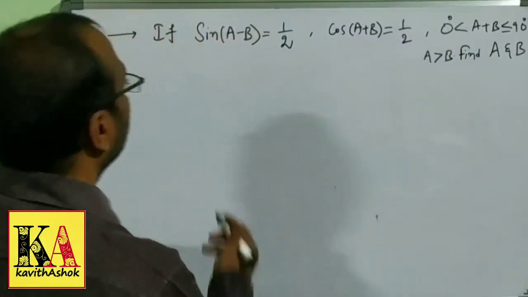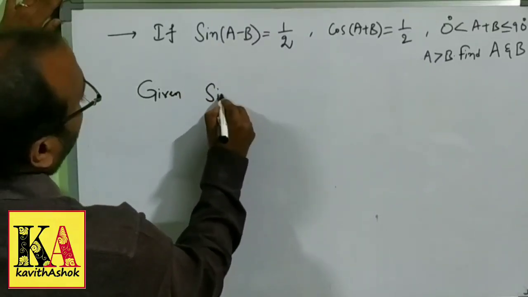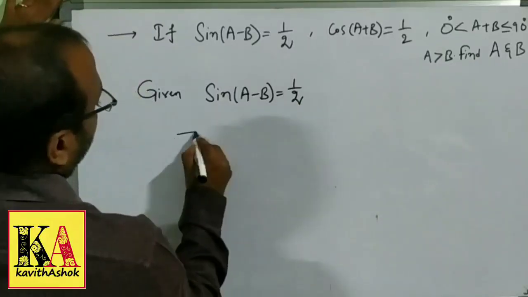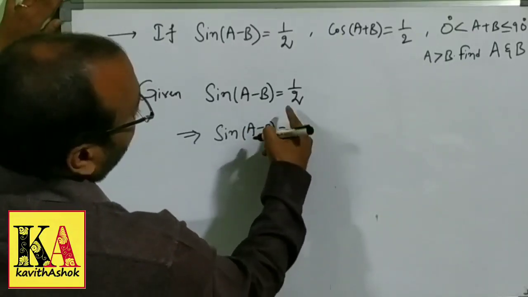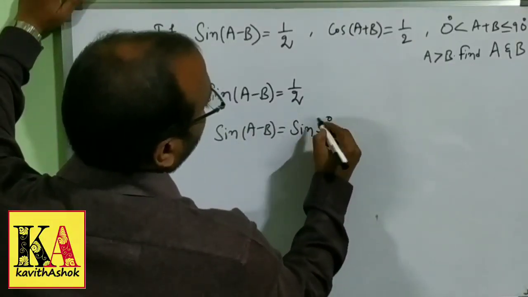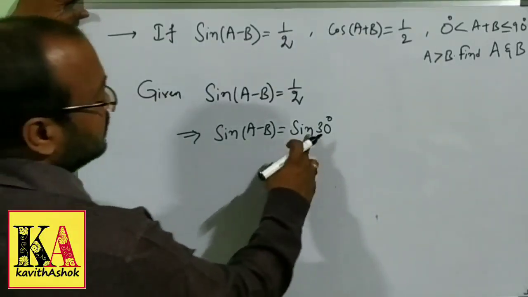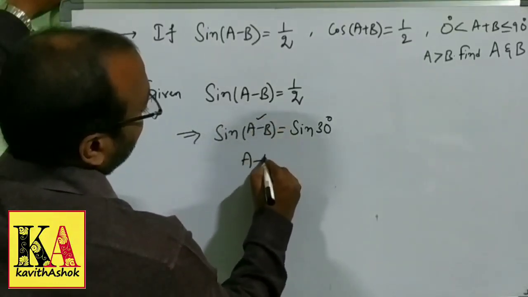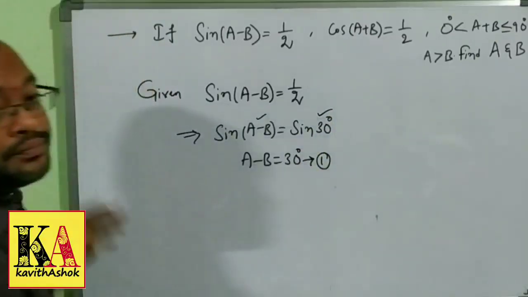Okay, right. What is given here? Sine of A minus B is given 1 by 2. Right. Sine of A minus B is equal to 1 by 2. We can write in terms of sine as sine of 30 degrees. Why? Because it says that A, B are acute angles. So that's why we have to take below 90 degrees only. So this is sine 30 degrees. So now what it becomes? A minus B value becomes 30 degrees. Take this as equation number 1. Next.